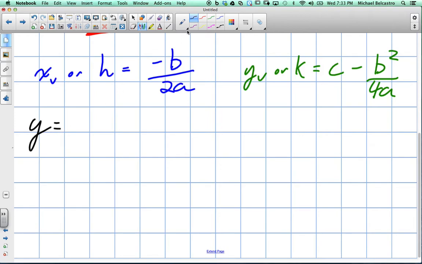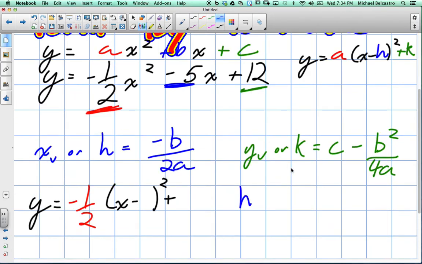I can literally already start my formula. y equals, and we'll write it in red, negative 1 over 2, (x minus some h value) plus some k value. We don't know what they are yet. So let's work with the h one to start. I also wrote x_v, which means it's the x value of the vertex. It's the same thing, h or x value of the vertex. So h equals negative b over 2a.